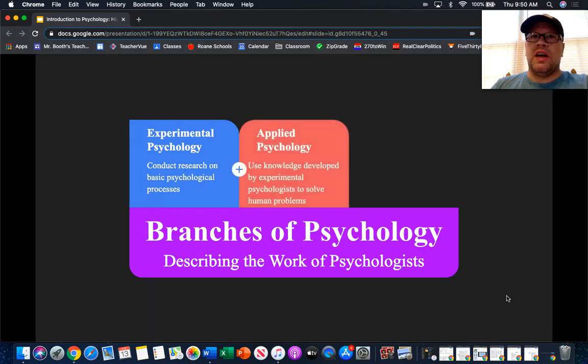Another type is applied psychology. With this type, these would be psychologists who use the knowledge developed by the experimental psychologists to solve human problems. So this would mean things like training, equipment design, psychological treatment. While clinical psychologists or therapists do have training in diagnosis and treatment of mental disorders and are types of applied psychologists, most applied psychologists don't have this type of training. So if you're thinking therapist, they are a type of applied psychologist, but not all applied psychologists are therapists.